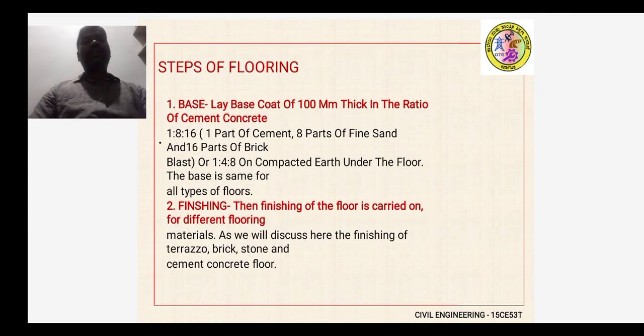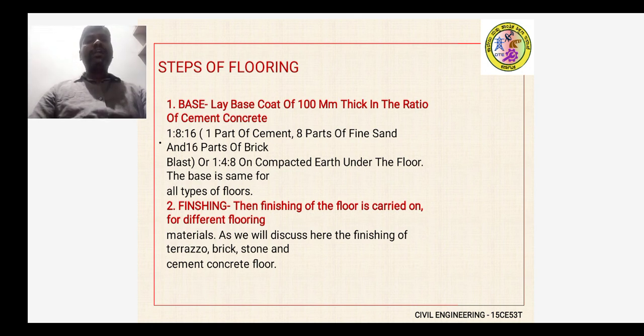Steps of flooring. First step, base. Laying a base coat of 100 mm thick cement concrete. In cement concrete, we use the ratio 1 to 4 to 8 on compacted earth under the floor. The base is the same for all types of floors.